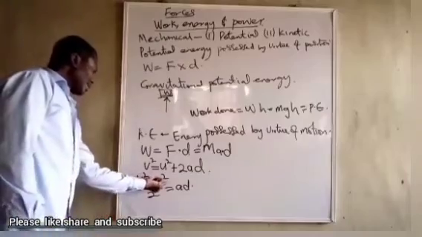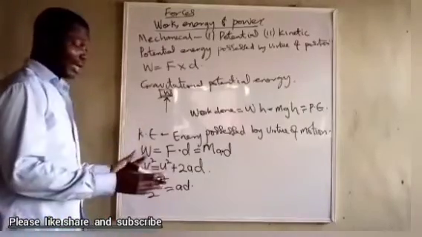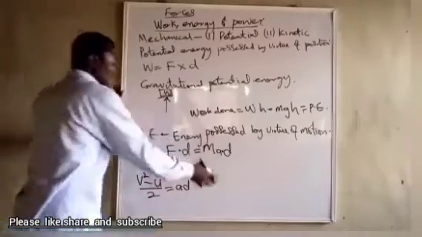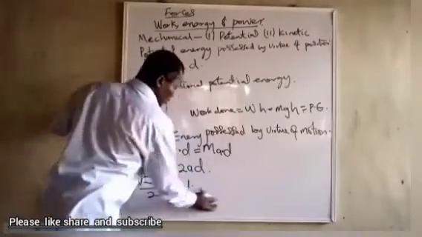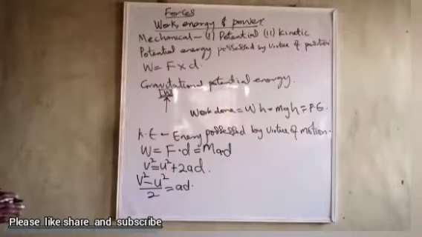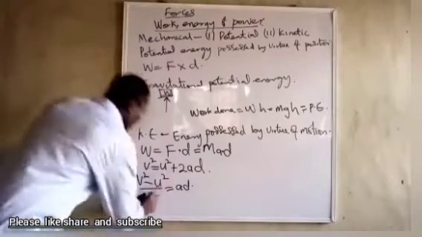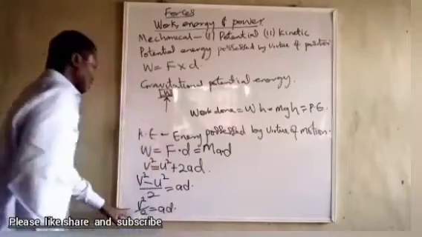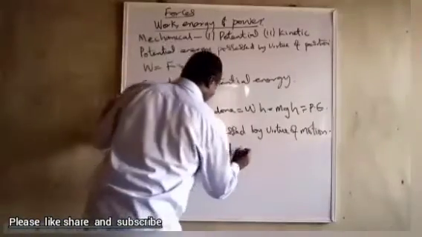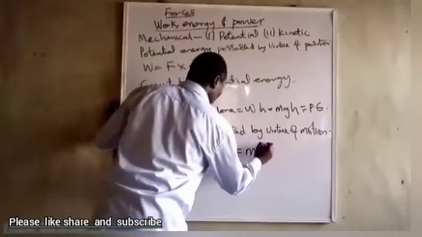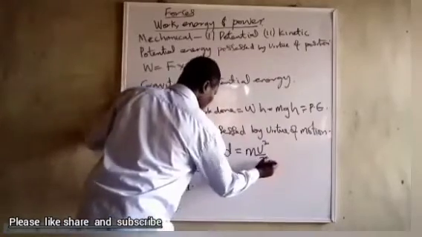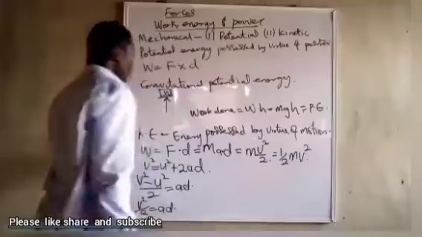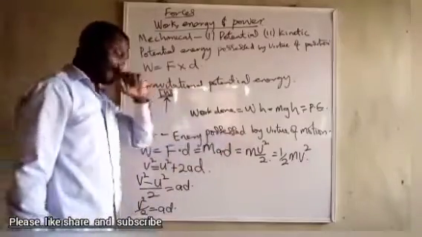Let us now take it like the body started from zero velocity, from a stationary position. Therefore, you can now say v squared over 2 is equal to ad. Let us now substitute this in this equation. So we are going to have work equals m times v squared over 2, which is normally written as half mv squared. So by virtue of motion, that is half mv squared.